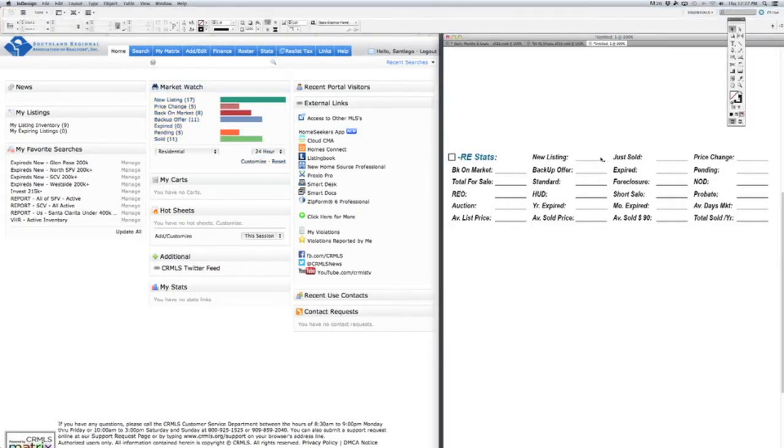So let's go ahead and just start filling this in. This will be pretty easy. New listings, I have 17. Right here under Market Watch, you'll see 17. So let's go ahead and plug in 17. Just sold is at the bottom of the Market Watch here, and we have 11.